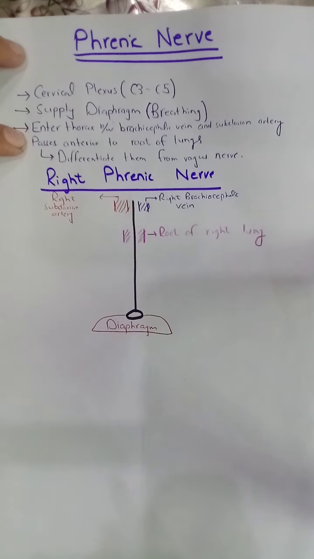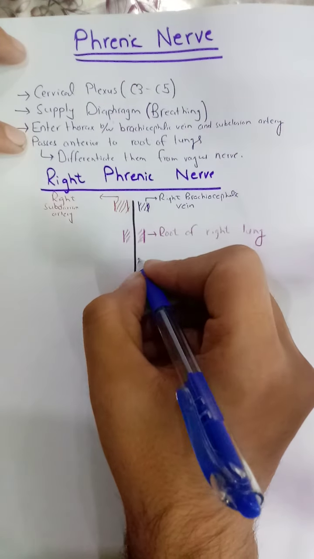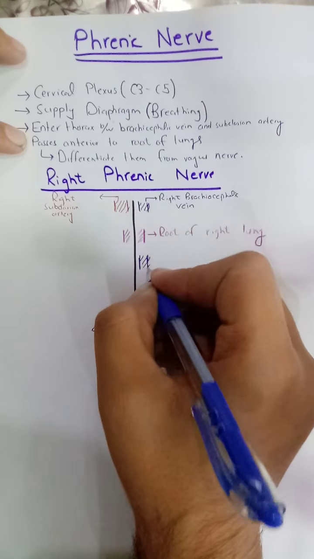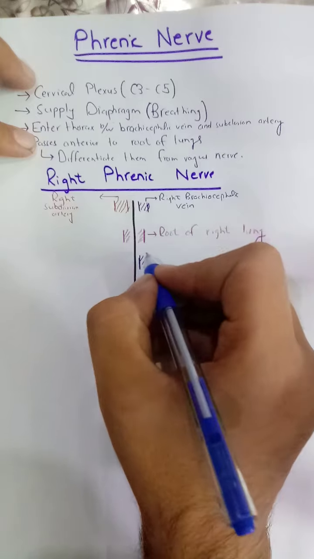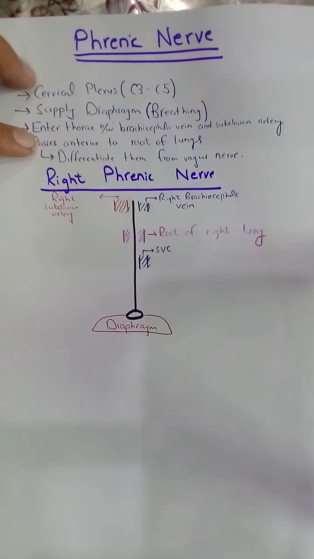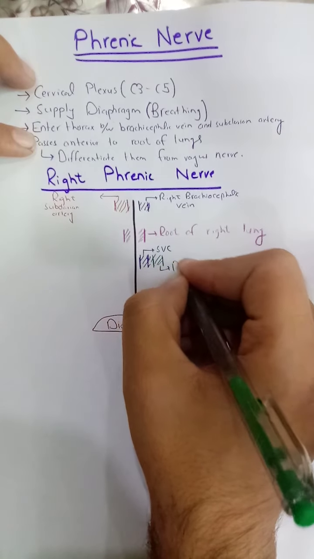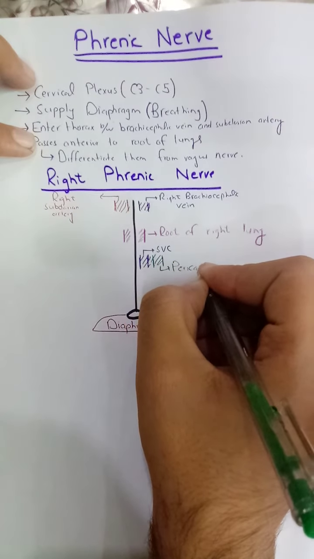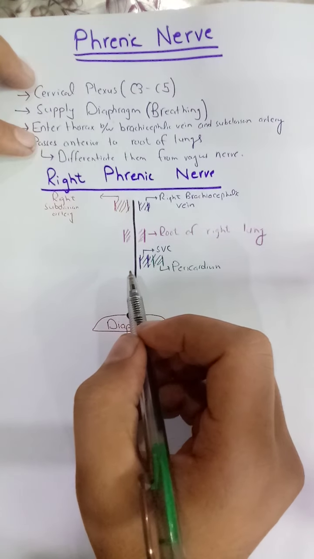Then it will pass to the right of two structures. Here are two structures which this phrenic nerve is passing from the right side. The one is the superior vena cava and the other one is the pericardium, which is a sac containing the heart. That is to say, both these structures are present to the left of the right phrenic nerve.